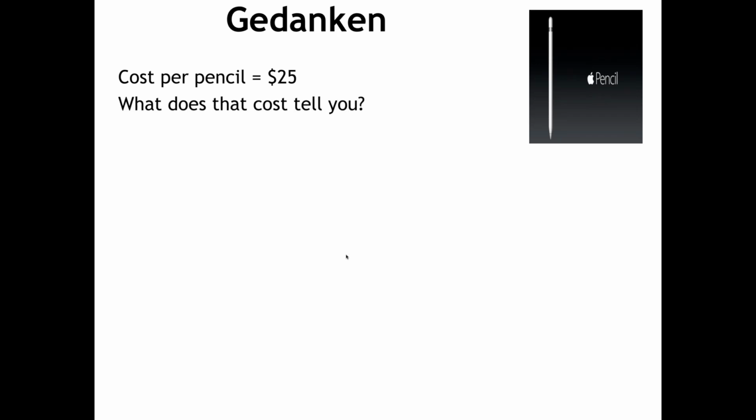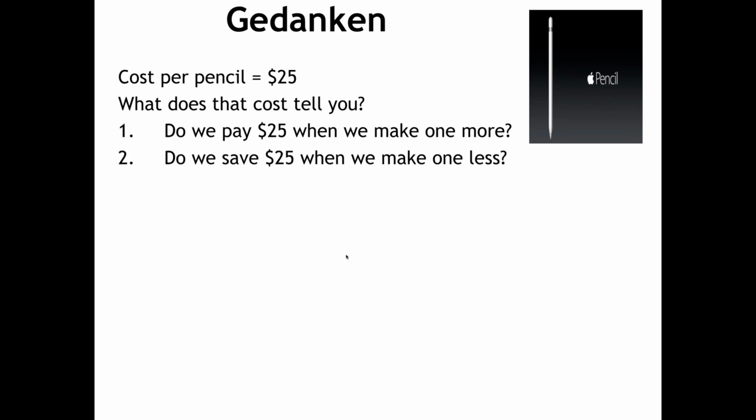So let me give you a thought experiment on this. Let's just take the Apple Pencil, the one that comes with their iPad Pro. And let's just say that the cost of this pencil is $25. Now, that could be an average of all the different cost accounting methods, but for the sake of this thought experiment, let's just take that as a given. What does this cost tell you? What does it really tell you? Does that mean that when Apple makes one more pencil, they'll actually spend $25 in cash out of their bank account? Does it mean that when they produce one less, they'll save $25?